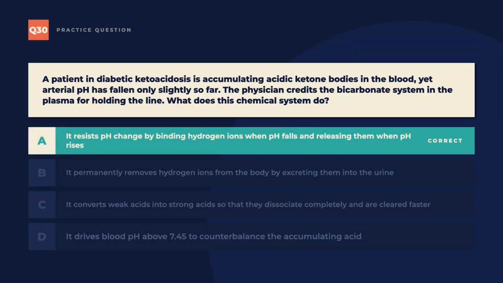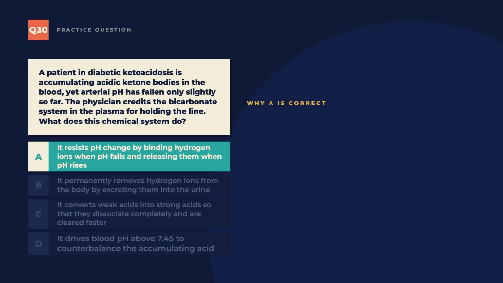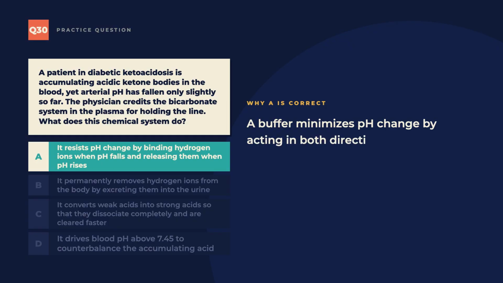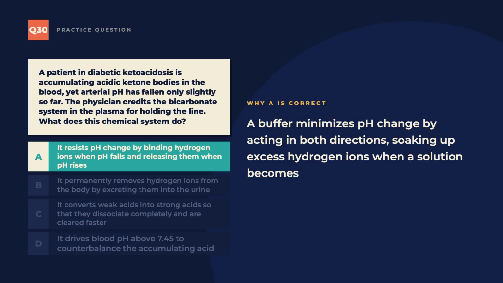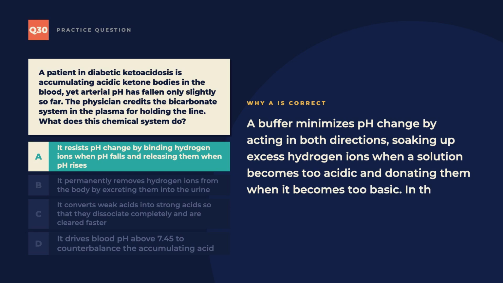The correct answer is A. It resists pH change by binding hydrogen ions when pH falls and releasing them when pH rises. A is correct because a buffer minimizes pH change by acting in both directions, soaking up excess hydrogen ions when a solution becomes too acidic and donating them when it becomes too basic. In the blood, bicarbonate binds the excess acid, while carbonic acid supplies hydrogen ions when needed.